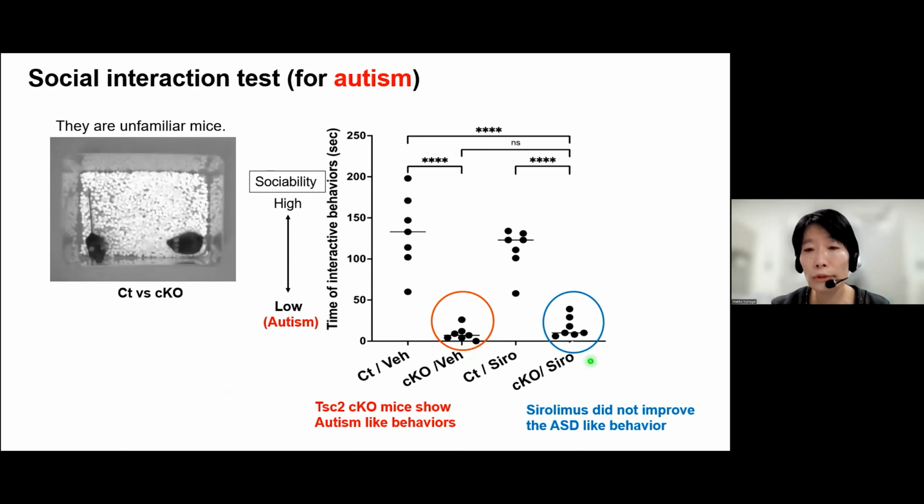In blue are the Sirolimus-treated cKO mice, and Sirolimus treatment did not change this autism-like behavior.